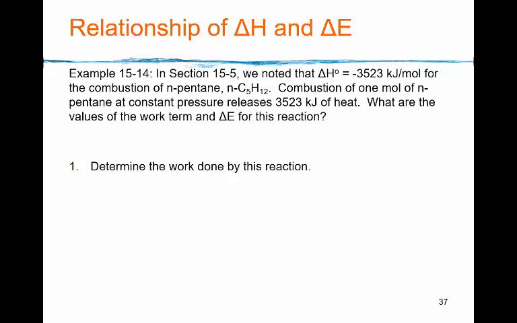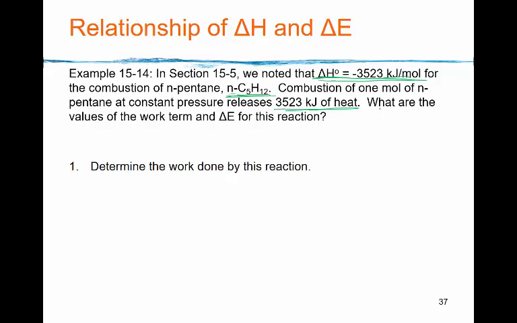All right, so we noted way back that the delta H0 value for the combustion of pentane was negative 3523 kilojoules. Okay, so this is the delta H0 for pentane. And the combustion of 1 mole of pentane at constant pressure releases 3523 kilojoules of heat. Okay, that's just another way of saying that it's a delta H0 of minus 3523. What are the values of the work term and delta E for this reaction?